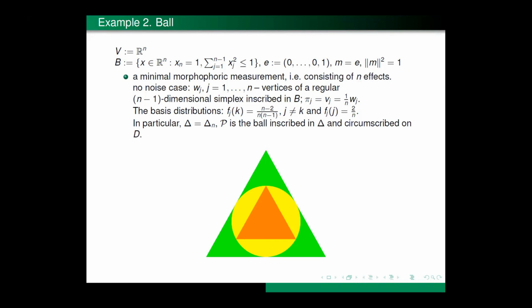So we've got this ball, which is n-1 dimensional, and we take the measurement that is defined as here. We take the vertices of a regular n-1 dimensional simplex inscribed in the ball, and then we obtain this primal polytope, this full-dimensional simplex. I'm not sure whether it answers your question. It is a counterexample, I think.